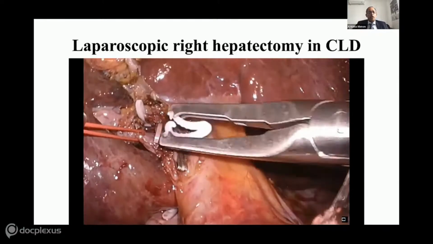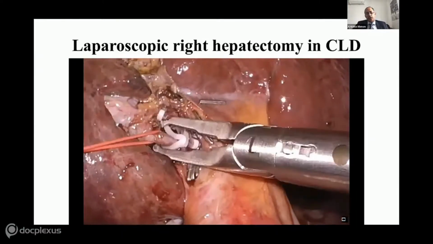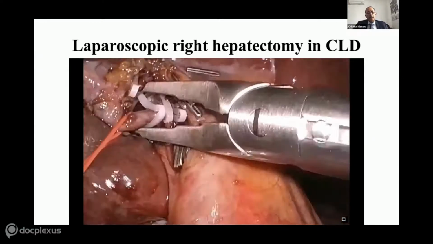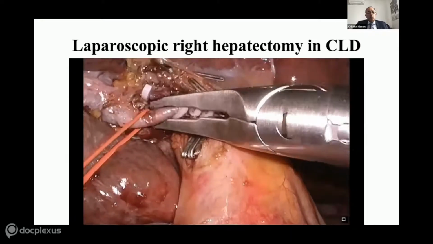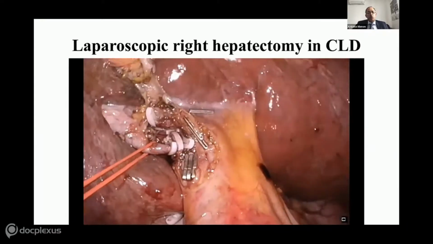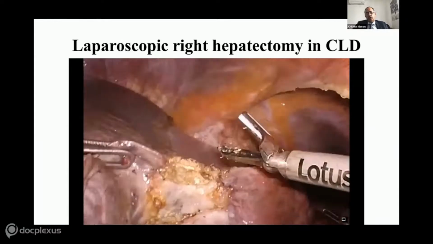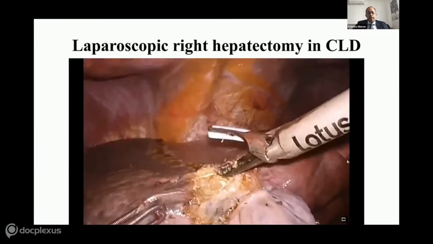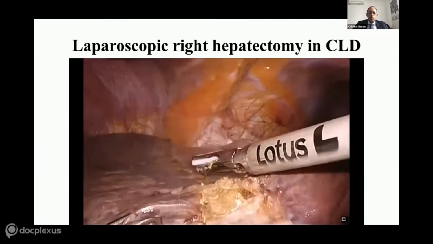So the hepatic artery has been divided here, and now you can see the portal vein is being clearly demarcated and the Hem-o-lok is being applied. Be sure when you apply the Hem-o-loks that you don't get any additional tissue. Now comes the key bit, which is parenchymal transection.